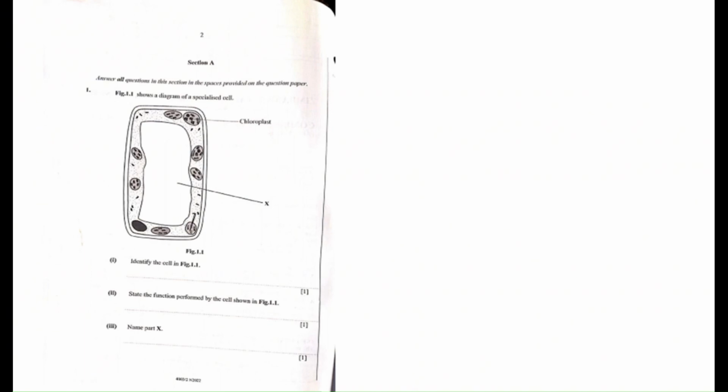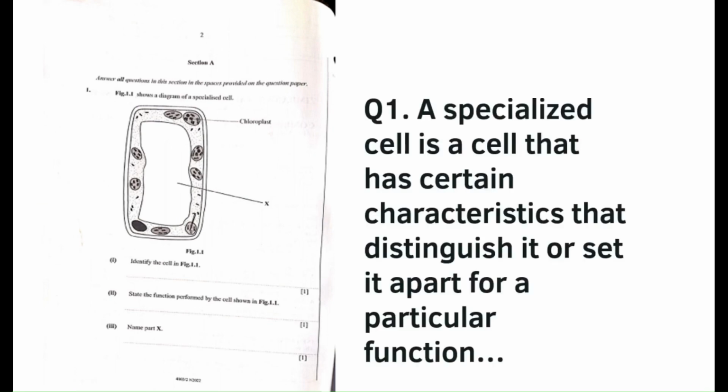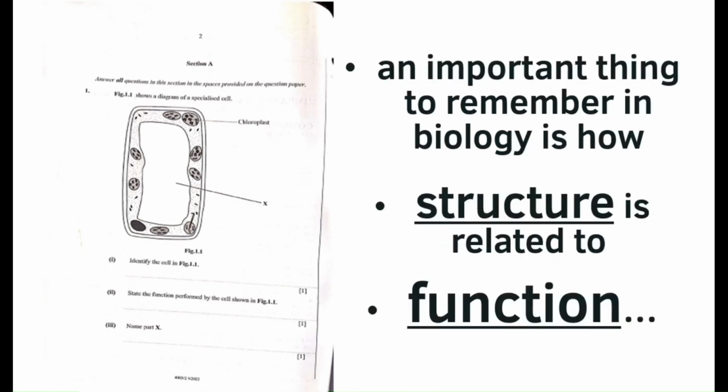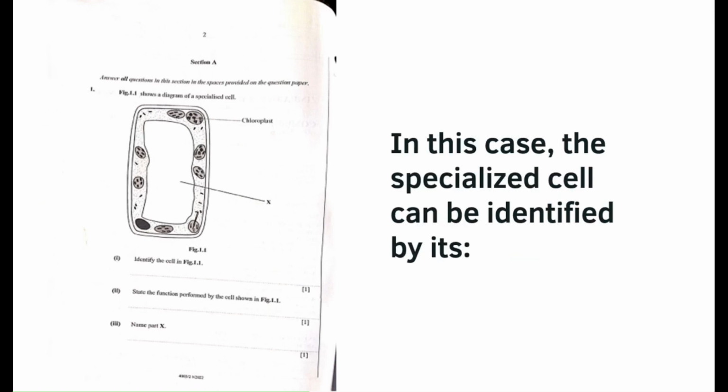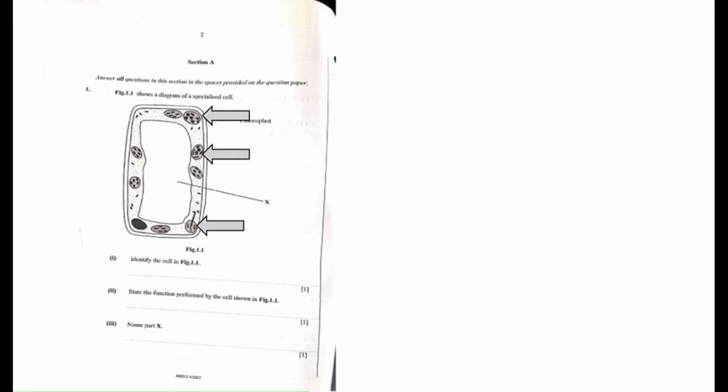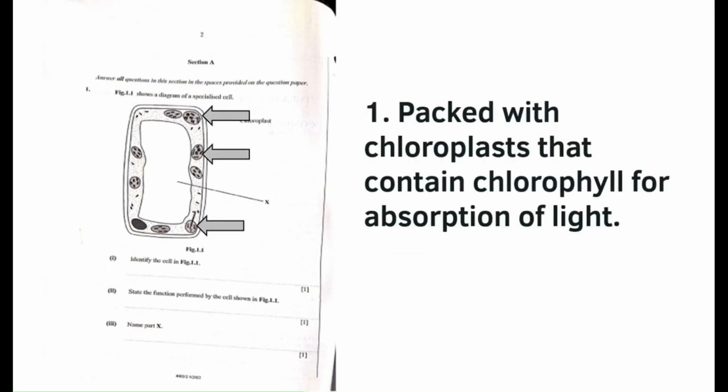How do you identify the cell? You look at its features. You know that a specialized cell is a cell which contains special characteristics that set it apart for a particular function. One thing you should always look out for in biology is how structure is related to function. So here you see that the cell has got a lot of chloroplasts. You can see those chloroplasts. There are a lot of them.